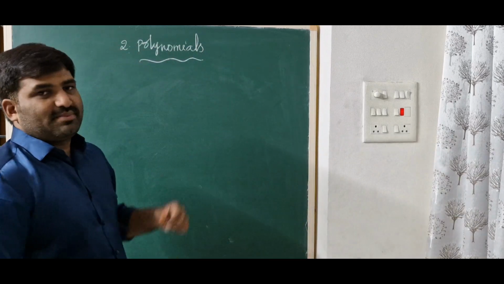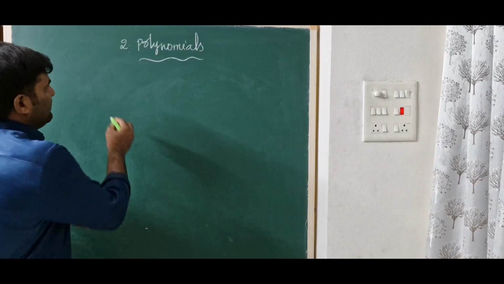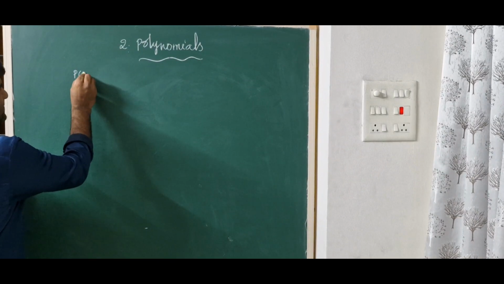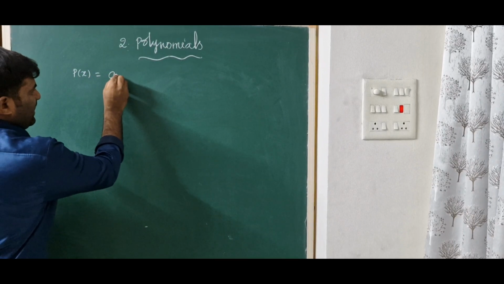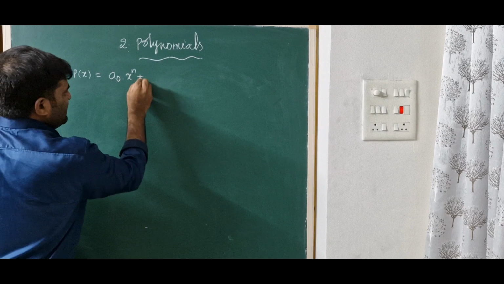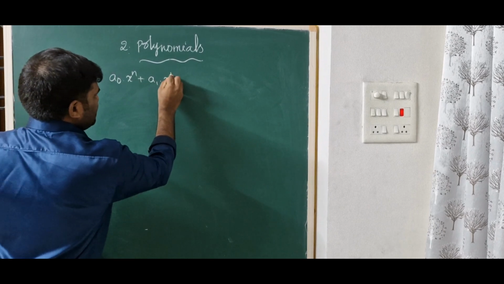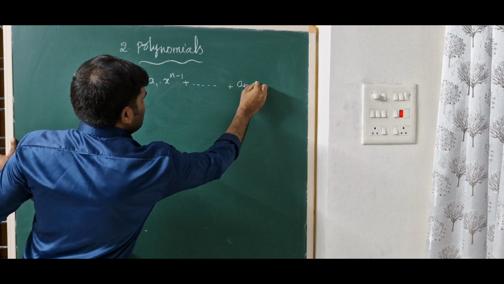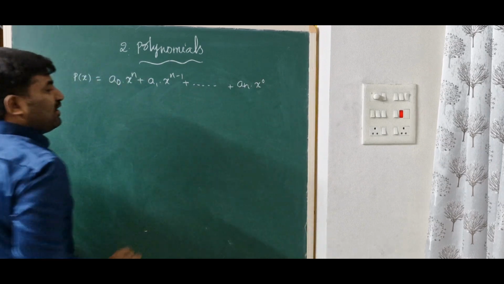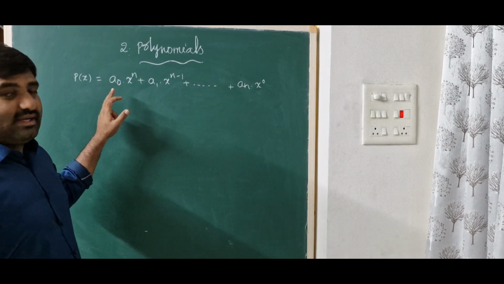Now, the polynomials chapter. The general form of the polynomial p of x, of nth degree, I am taking, is p of x is equal to a0 into x power n plus a1 into x power n minus 1, and so on, an into x power 0. This is the polynomial of nth degree.